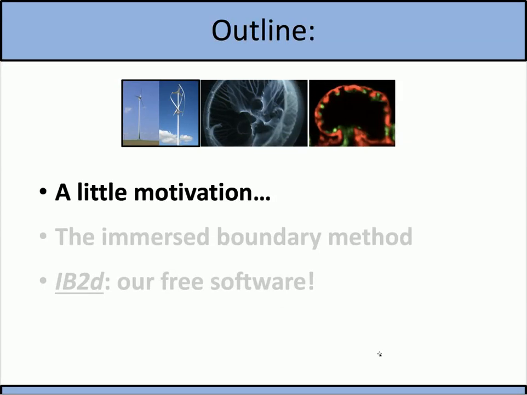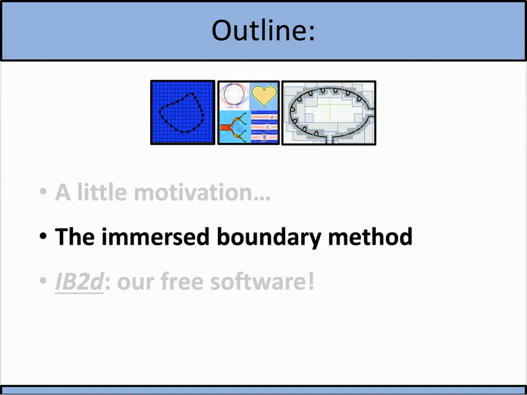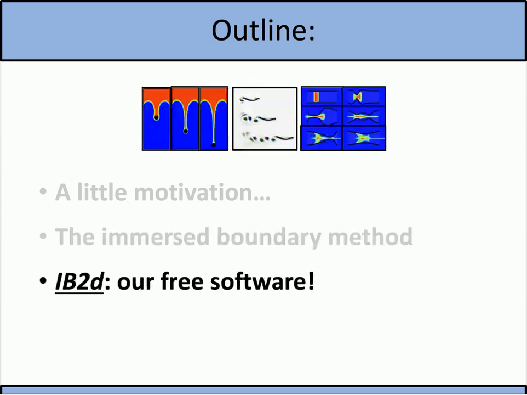So to begin, we'll give a gentle introduction to fluid structure interaction problems that people have thought about before, and then we'll turn to a quick description of the immersed boundary method in a nutshell. And finally, we'll introduce IB2d, our free software that's available online that can be applied to many different fluid structure interaction problems in 2 dimensions.